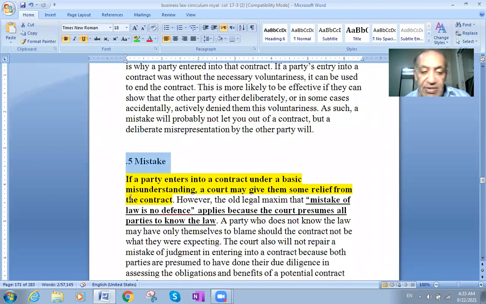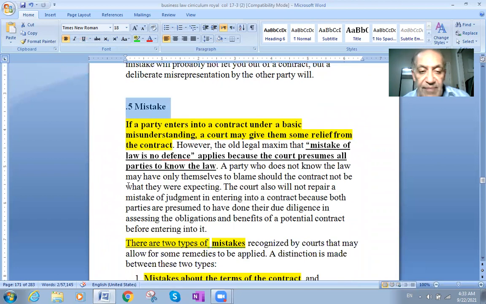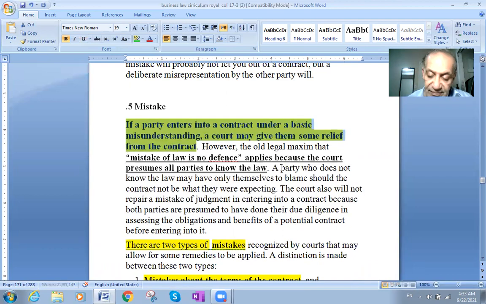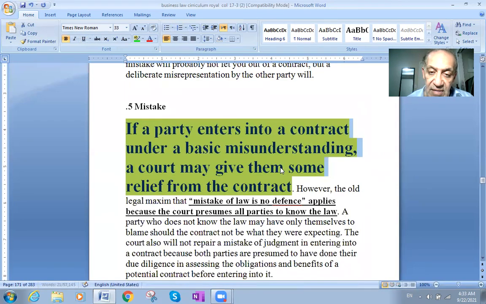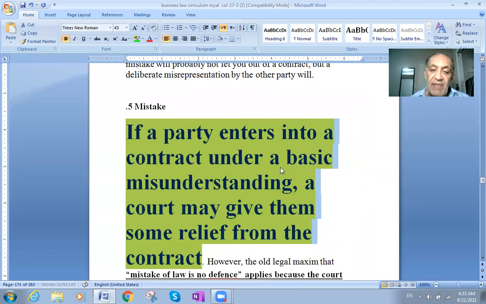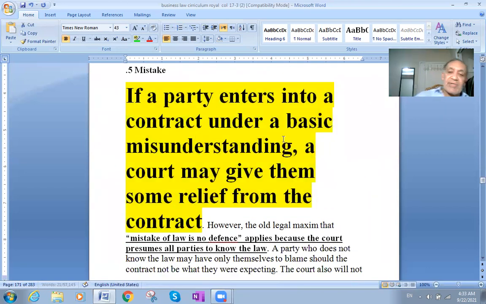For mistakes, we talked about mistakes before. If a party enters into a contract under a basic misunderstanding, a court may give them some relief from the contract. So, if a party enters into a contract under a basic misunderstanding, a court may give them some relief from the contract itself.